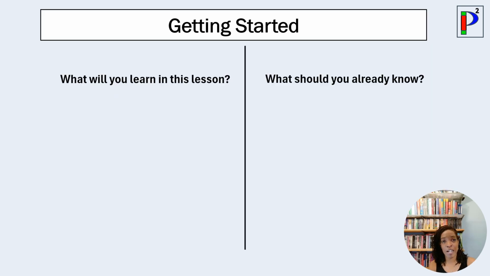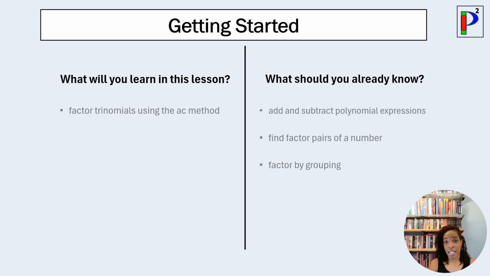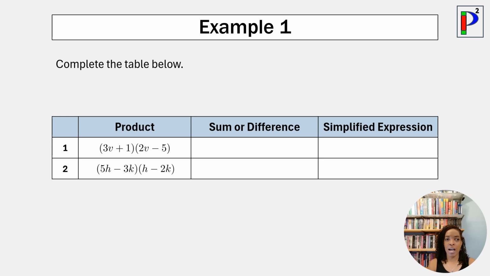So let's get started. In order to use this method, we need to be able to add and subtract polynomial expressions, find factor pairs, and you need to be very strong with your factoring by grouping. If you are not, then take a moment, go back, and review the methods, okay? Pause the video and complete this table. Restart when you're ready.